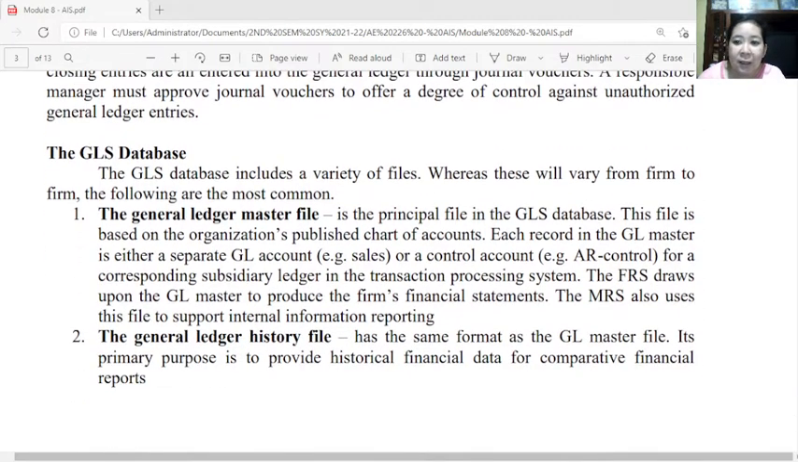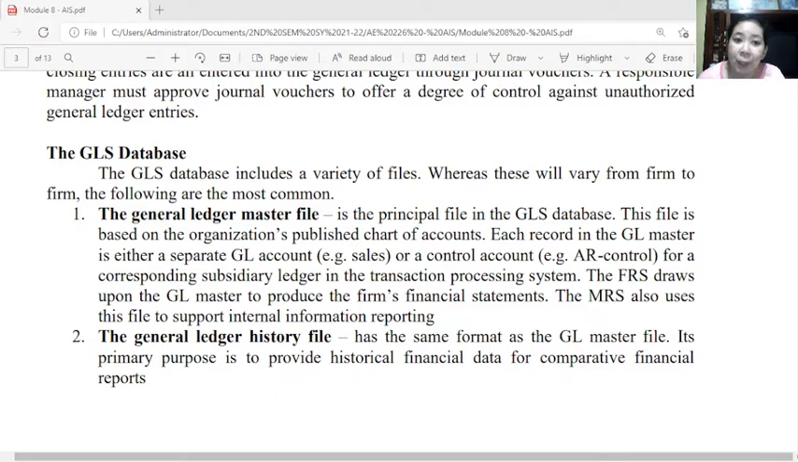For the general ledger system database, basically it includes a variety of files. This will also vary from firm to firm depending on the nature and how their financial information structure is designed, according to the needs of the business. So we have here the most common database files in a general ledger system for most of the firms.